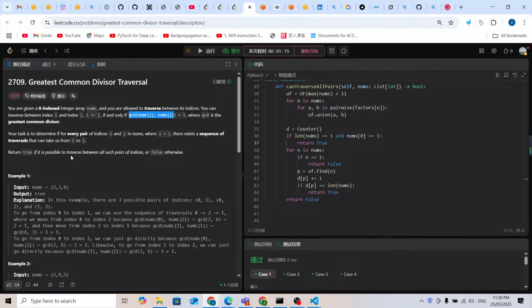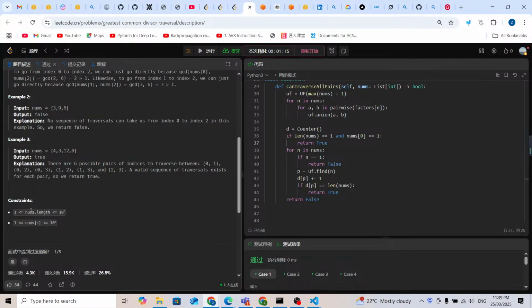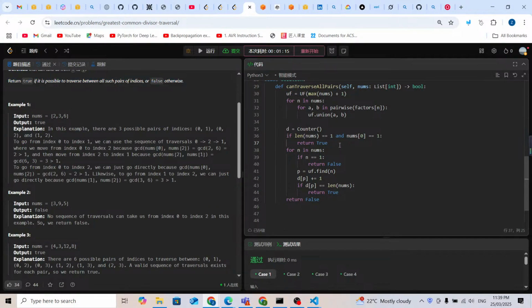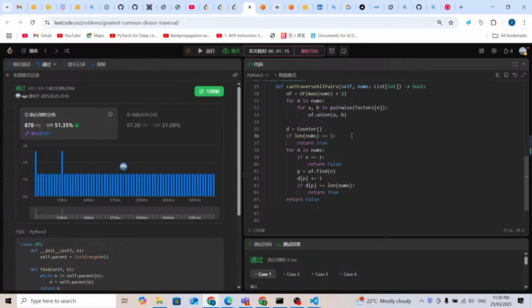Yeah, so if it is possible to traverse between all such pairs of indices, it means we need to at least find 2 indices. But there are going to be testing cases of only 1 index. So this is really strange, because according to the description, the length of nums is going to be at least 2, but actually the nums can be 1. But you know, if I set the length of the nums equal to 1, it didn't work. I think with the length of the nums equal to 1, it should work. Oh, it works. Yeah, I don't know.